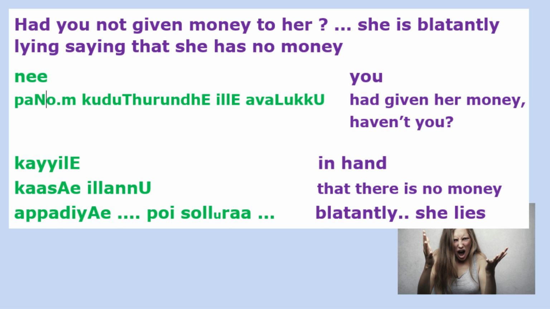நீ, you, பணம் கொடுத்துருந்தல்ல அவளுக்கு, had given her money, haven't you? கையில், in hand, காசே இல்லைன்னு, that there is no money, அப்படியே பொய் சொல்கிறா. Blatantly she lies. கையில் காசு இல்லை means no money at present, at your disposal. And அப்படியே பொய் சொல்கிறா here means contextually she's blatantly or outrightly lying.